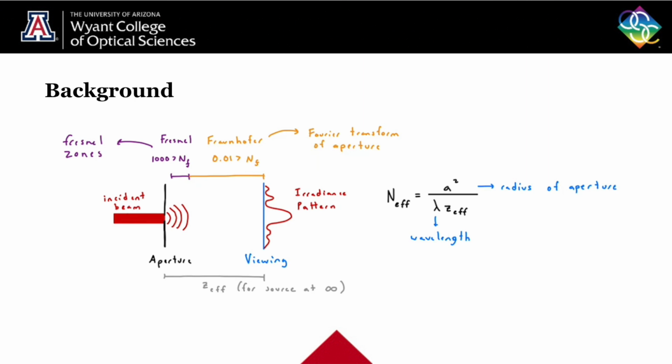Now the two main diffraction types include Fresnel diffraction, which occurs when the observation plane is relatively close to the aperture, and Fraunhofer diffraction, which occurs at larger distances from the aperture.